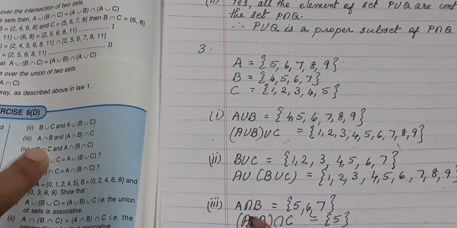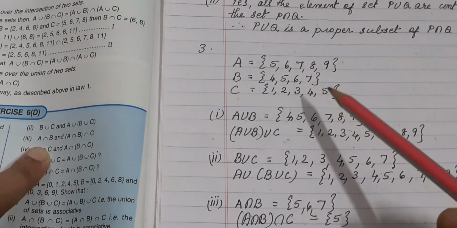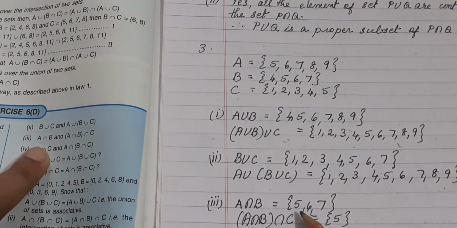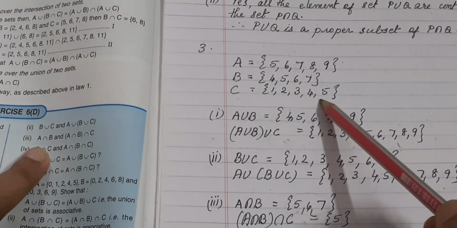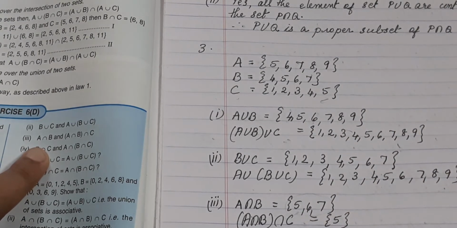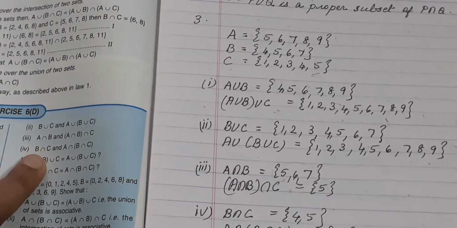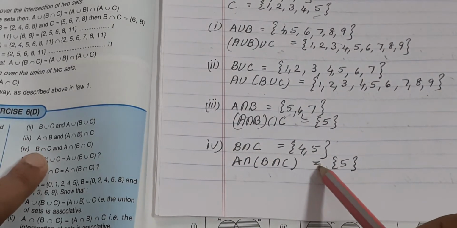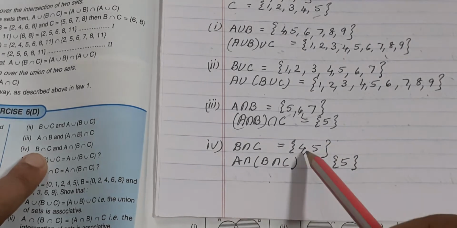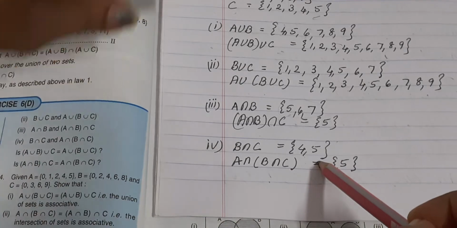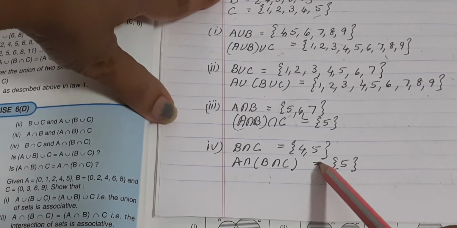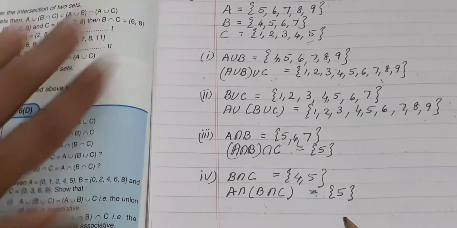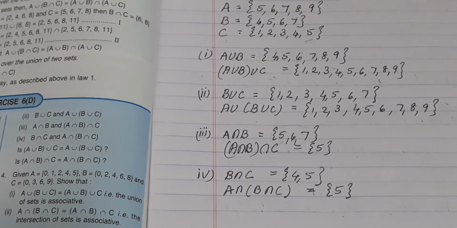Then next third question, A intersection B. We get common elements of A and B, so we got that as {5, 6, 7}, and A intersection B intersection C. So from these elements, 5 is common here, so only 5 will come. Then next B intersection C, which are common to B and C, just check. So {4, 5}. A intersection B intersection C: B intersection C means {4, 5}, and A also you have to consider, which is common for A and B intersection C. Only the element 5 is common, so in this only 5 will come.